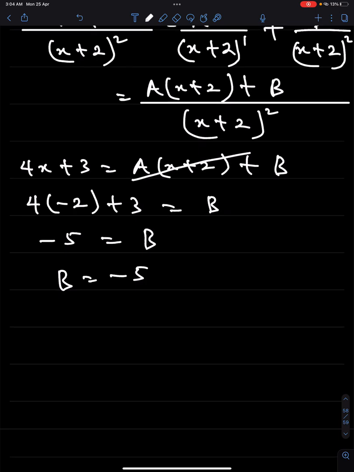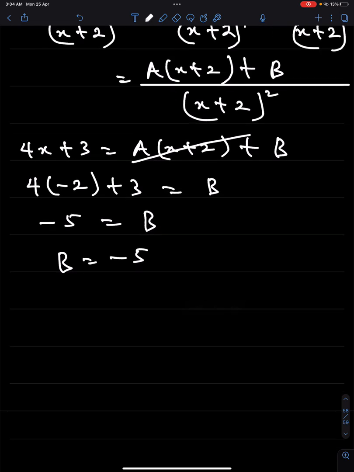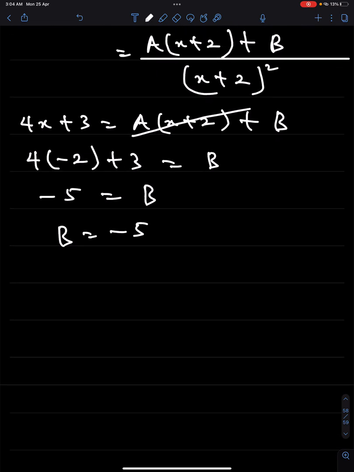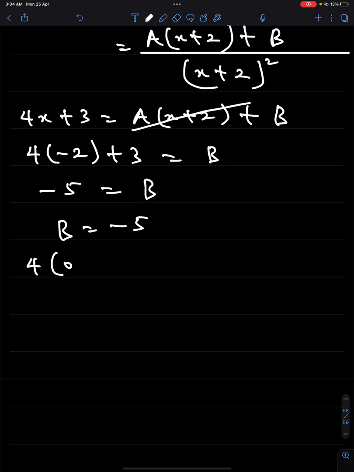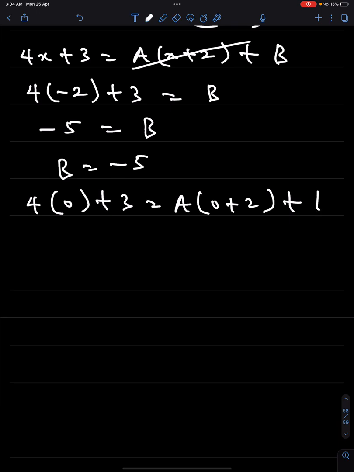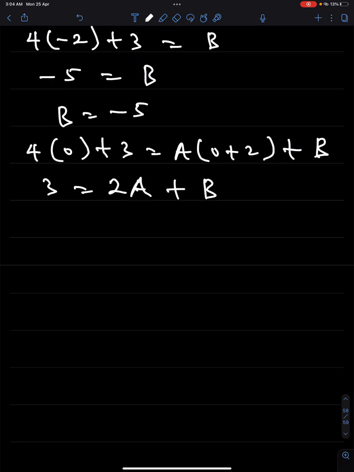Now to find a, I can just put x equals 0. So that means 4 times 0 plus 3 equals a into bracket 0 plus 2 plus b. And that means 3 equals 2a plus b, since 0 plus 2 is 2, times a. I already know b. b is minus 5. That means 3 equals 2a minus 5.